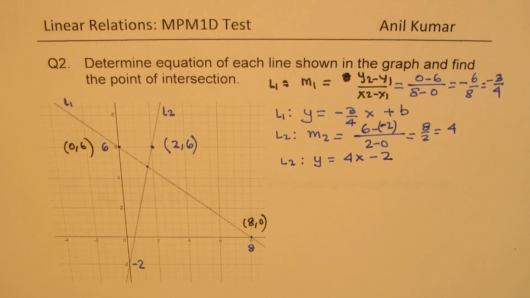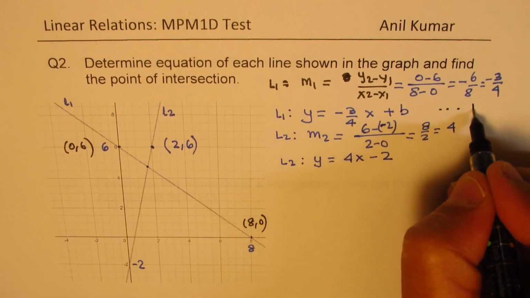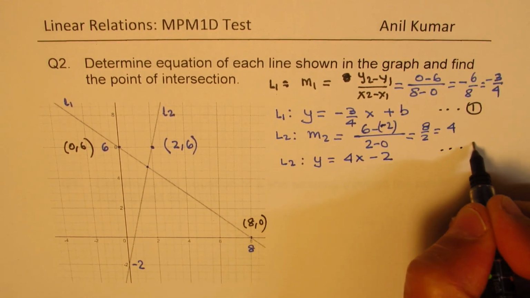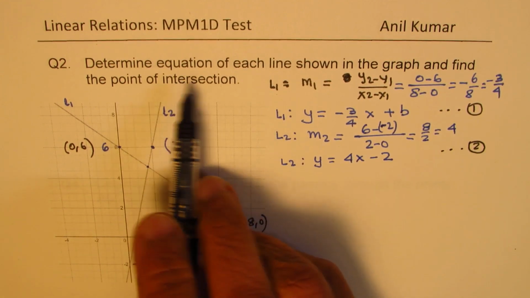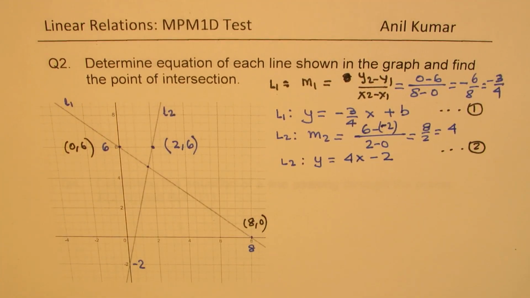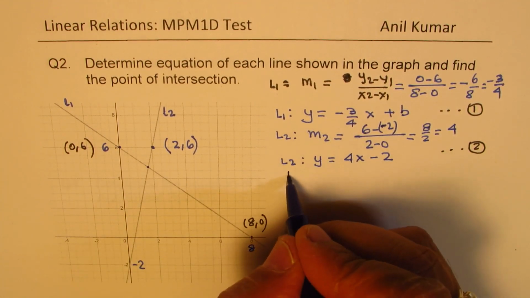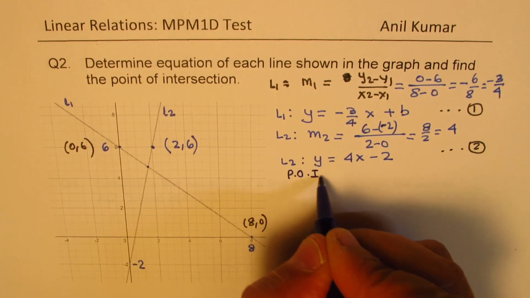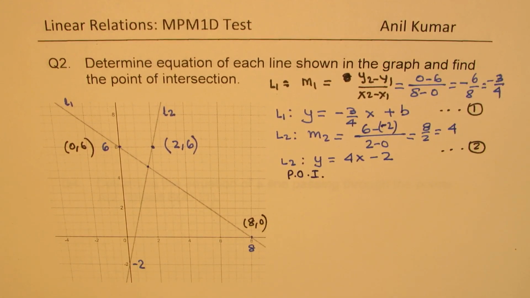So we get both the equations, right? So that is equation number 1, line 1. This is the second line. So we got the equations. Now let's find the point of intersection. To find the point of intersection, we could use elimination or substitution, right?